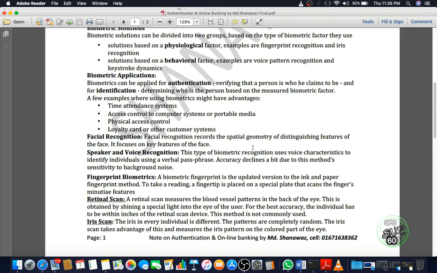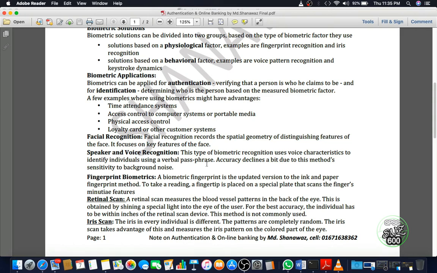Facial recognition records the special geometry of distinguishing features of the face. It focuses on key features of the face. Actually, everyone's face has a different geometrical pattern, so it records those patterns and matches them. If it matches, the user gets the access, otherwise access is denied.